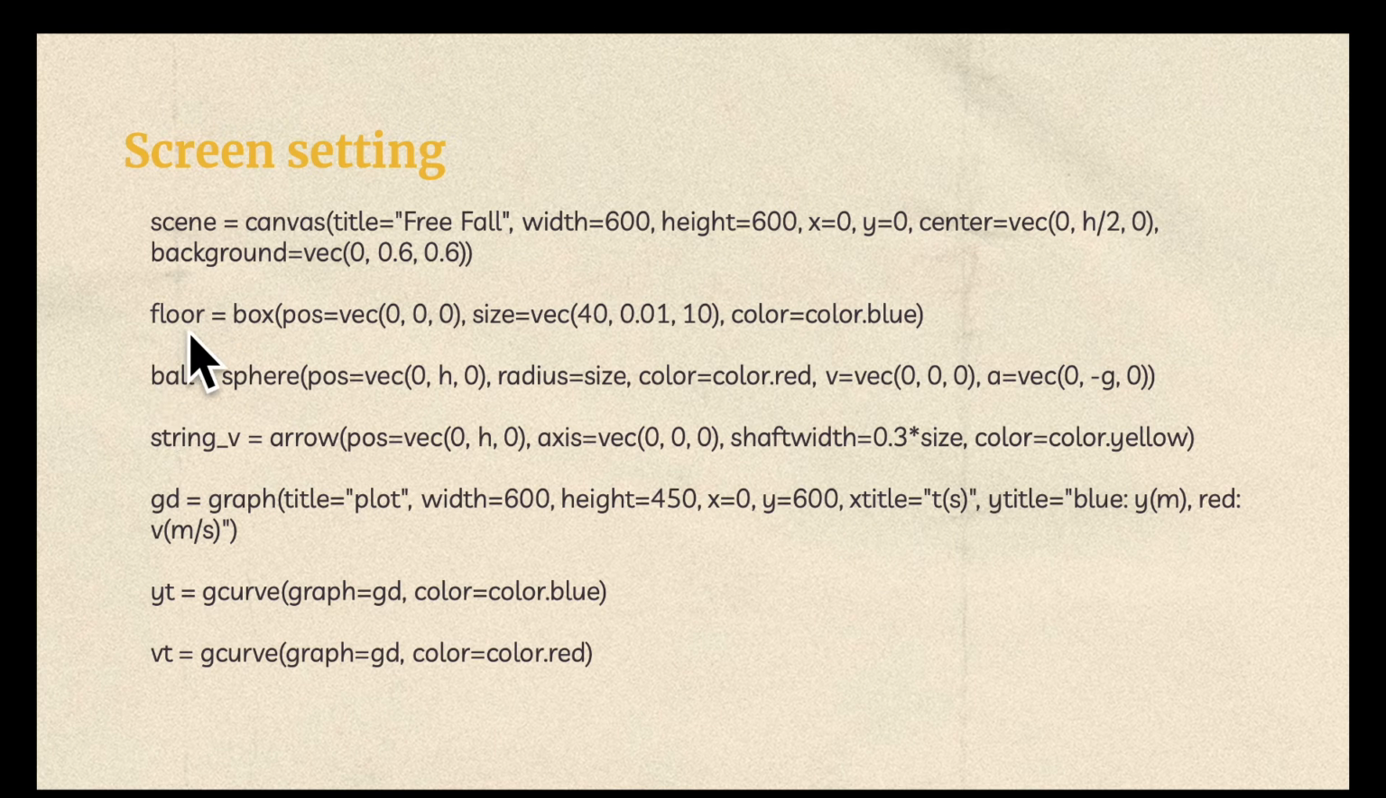And then we are going to set a floor. We set it using a box, and these are the parameters we need. And we need a ball, and also we need a string since our device is a string attached to a ball. And then we are going to have other graphs that demonstrate the different changes in the displacement of y and the velocity.